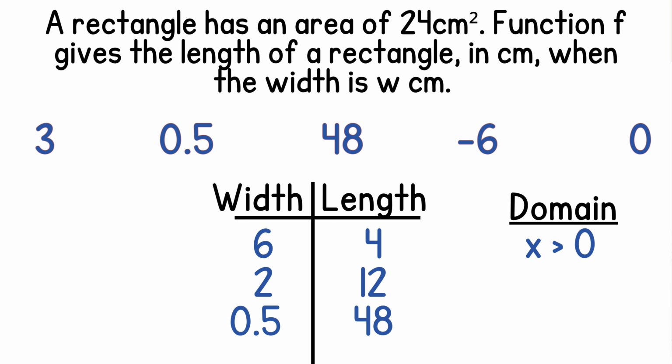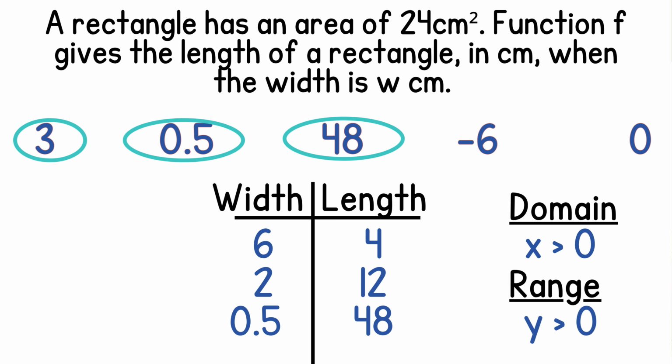So we can see that our domain is all values that are greater than 0, because we can't have negative values or 0 for a length. Our range will also be all values that are greater than 0. So the 3 numbers that match this will be 3, 0.5, and 48. Negative 6 will not be in the domain because it's negative, and 0 can't be a side length.